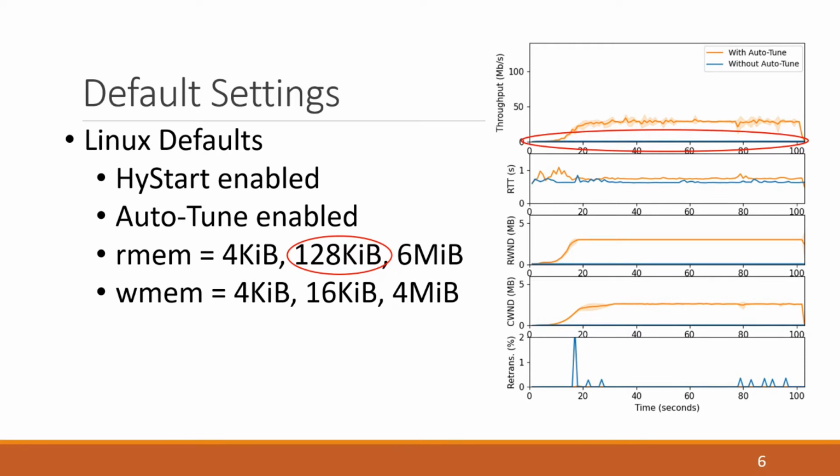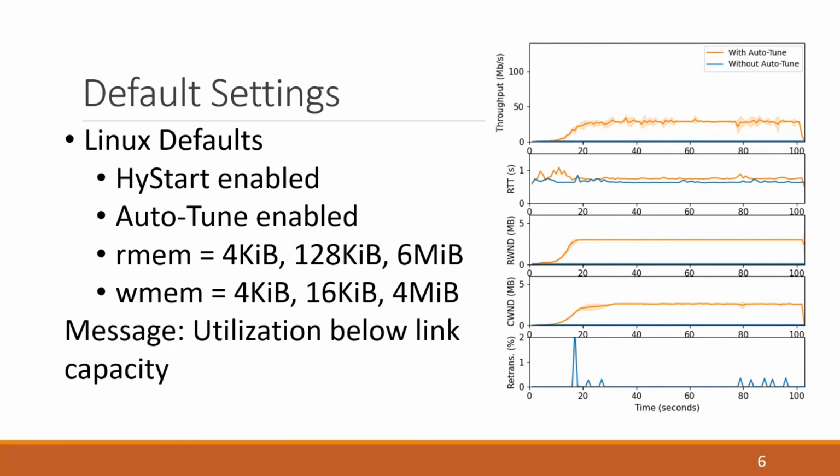For runs without AutoTune, we saw even worse performance, and that's because it was not able to increase its receiver buffer size from the 128 kilobytes that it started with. So overall, we see that utilization is far below the link capacity, and it's significantly worse without AutoTune.